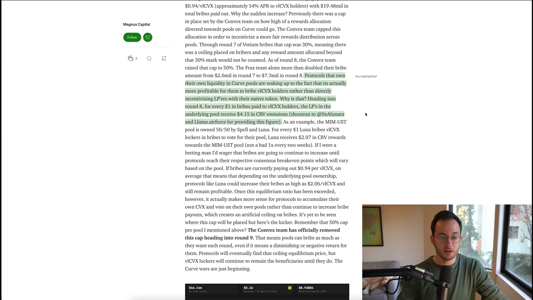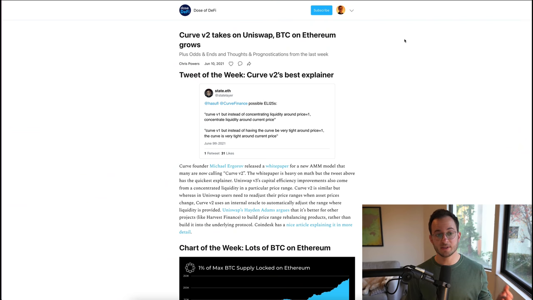I recommend you read the whole article, but the big takeaway here is that if they're getting $4.15 per each $1 bribe, the competition between bribers is going to increase, which means more rewards to Convex holders. So in my opinion, this is all very fascinating, but I think it could get even more exciting over the next few months just because of what Curve V2 offers. So Curve V2 was announced several months ago, but essentially you can see here the TLDR is that Curve V2 allows for non-pegged assets to be paired.